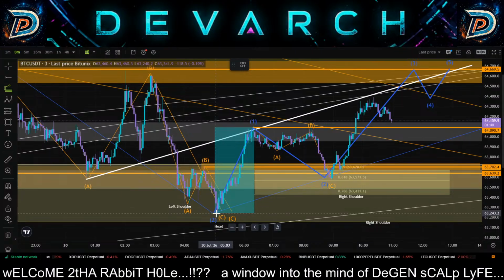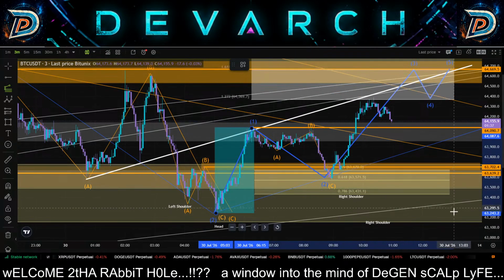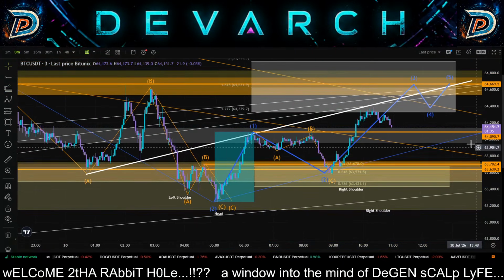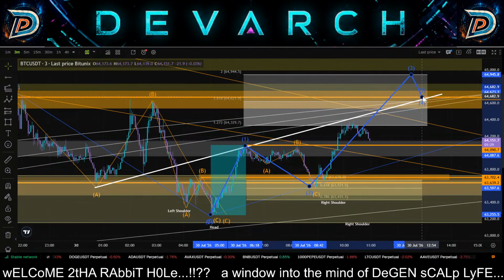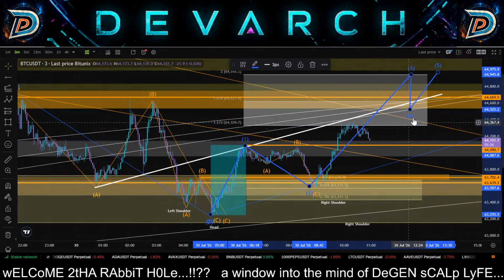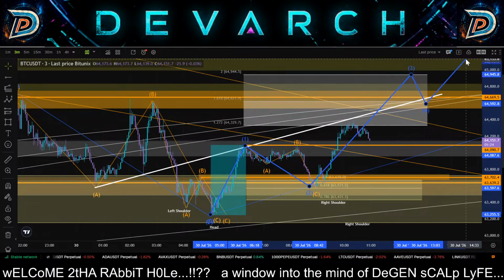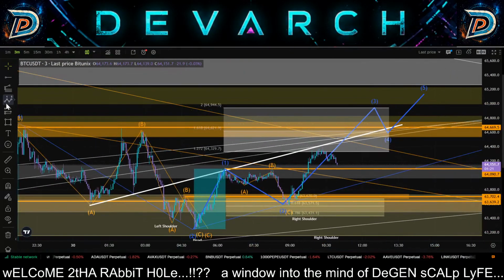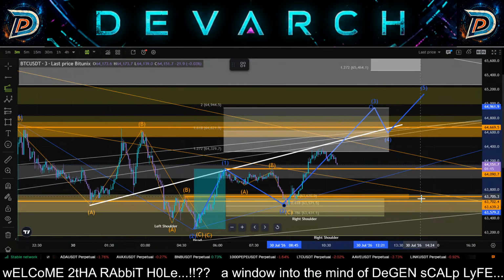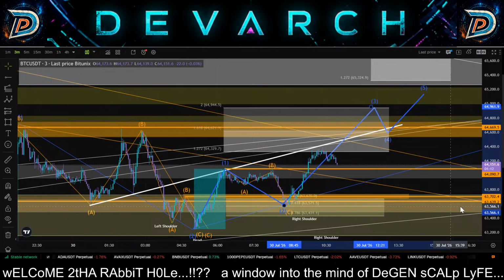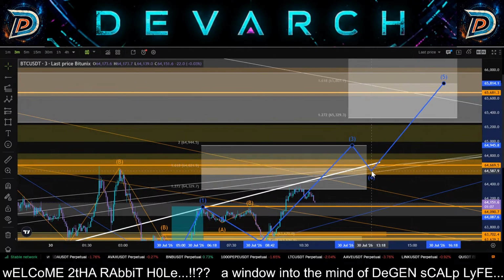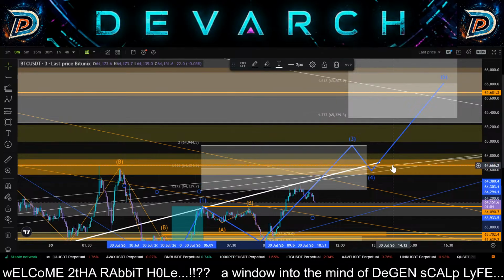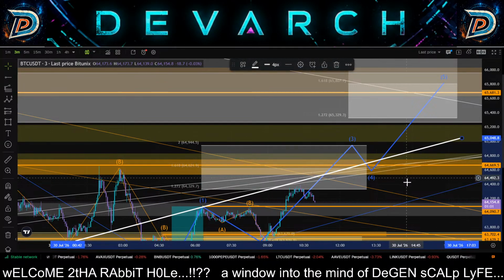Let's put our wave extensions on. There we go. And this gives us our projection level here. And we want to project out wave 5 by mapping wave 3. So this will give us our wave 5 point. There we go. We can extend out this because this is an important level.